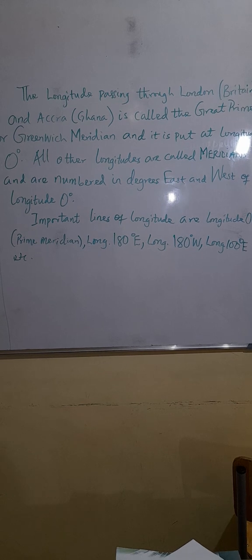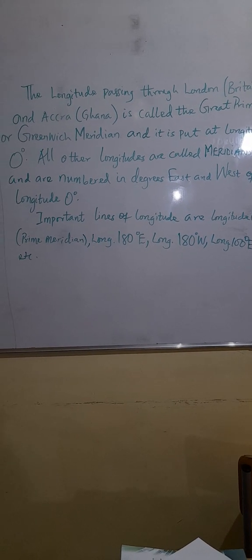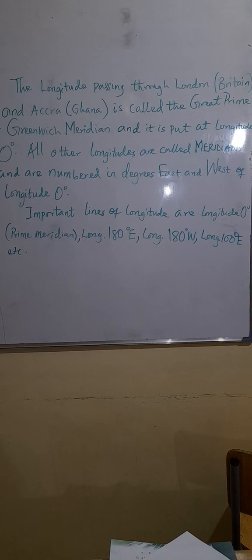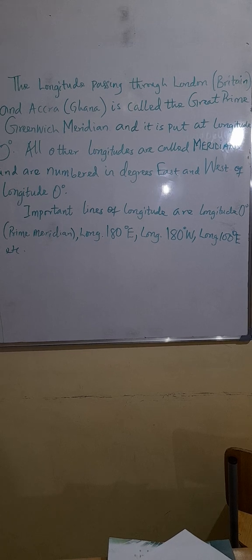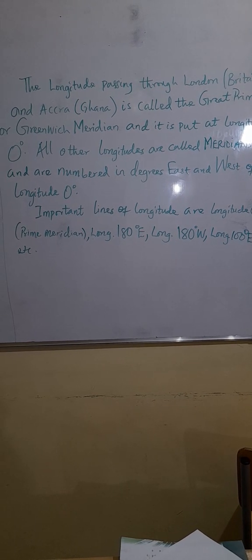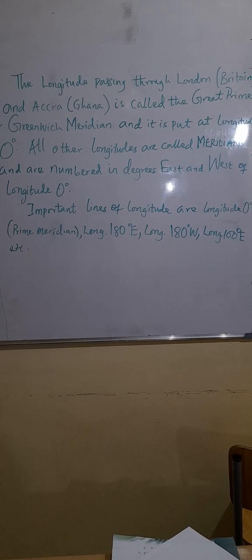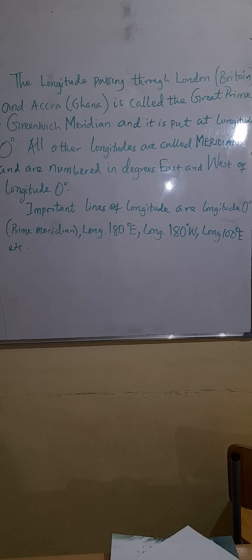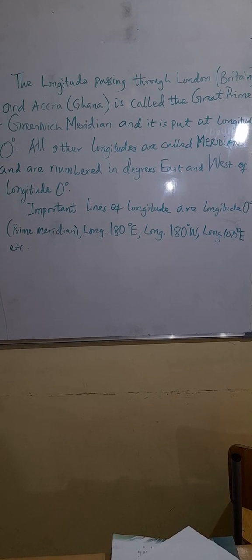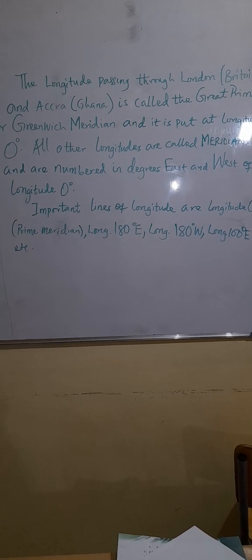The longitude passing through London, in Britain, and Accra, in Ghana, is called the Great Prime or Greenwich Meridian. It is put at longitude 0 degrees. Can you see it now?